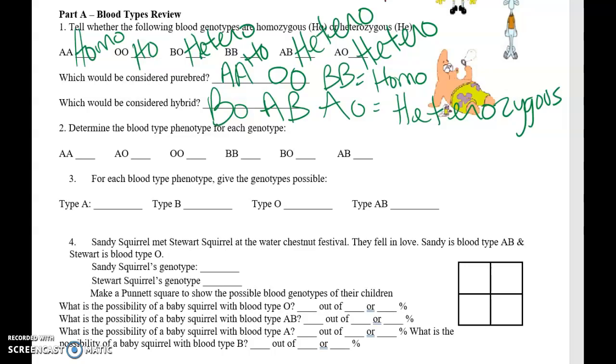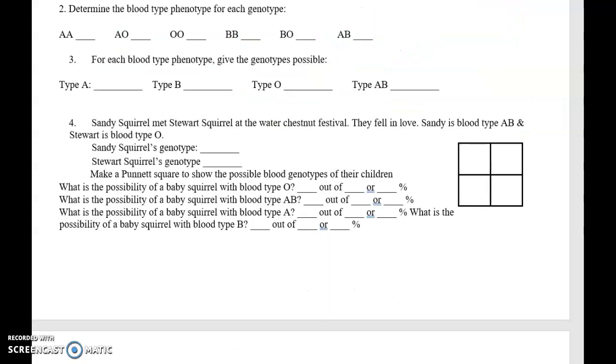For the ones that are hybrid, it would be like BO. Those are different alphabet letters. Same thing with AB or AO. Those are all heterozygous, mixed. Are you okay doing part 2 and part 3 on your own?